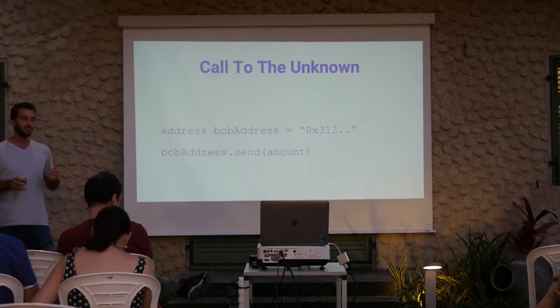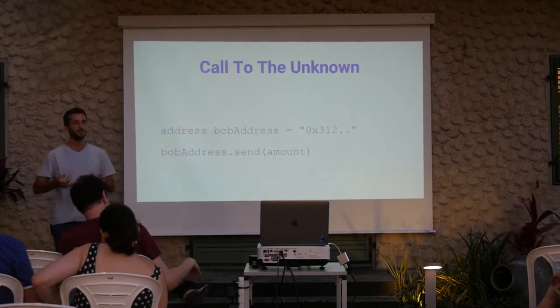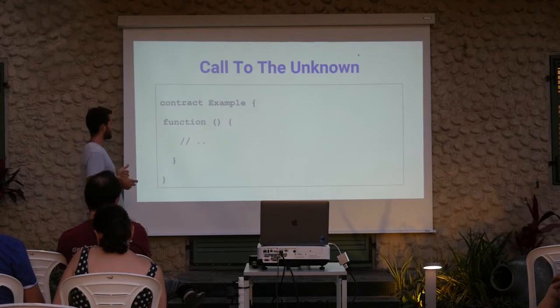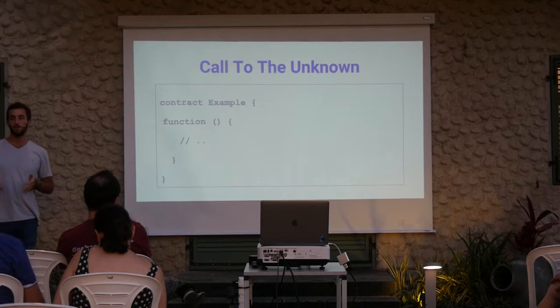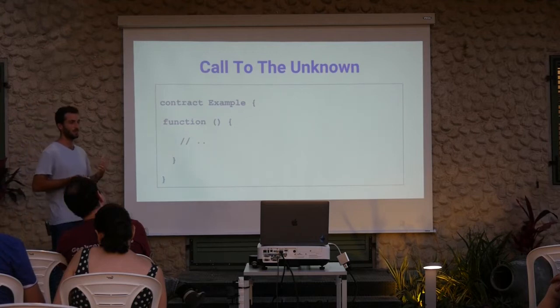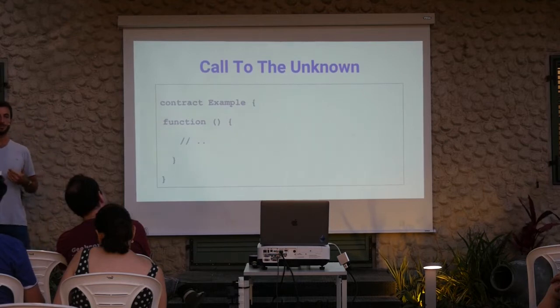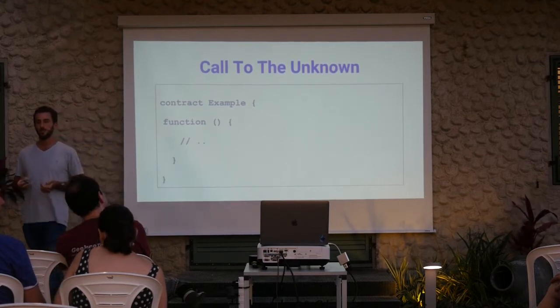However, if this address belongs to a contract, in addition to the amount of ether that will be transferred to the contract, the default function will be invoked. The default function is declared as a function which has no name and no arguments. So if we have a contract which has a default function, and we use the send method in order to transfer ether, we will transfer the amount of ether that we wanted, and in addition, we will invoke the default function.